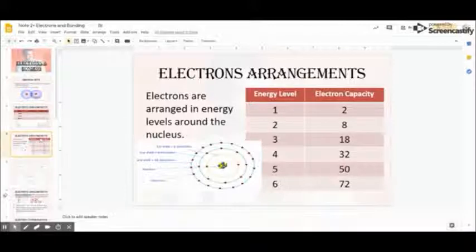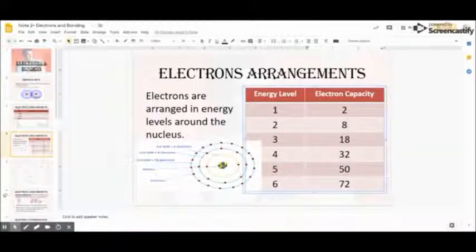So how are those electrons arranged around our atom? Electrons are found in energy levels. Energy level 1 is closest to the nucleus, shown in the picture here. So shell 1. Energy level 2 is a little bit farther out, and energy level 3 is even farther. Now each of those energy levels can hold a certain number of electrons. In our first energy level, we can only hold 2 electrons. The second energy level, we can hold up to 8. Our third energy level, we can hold up to 18.